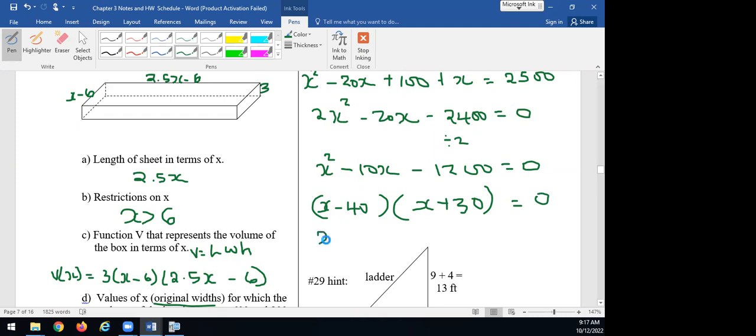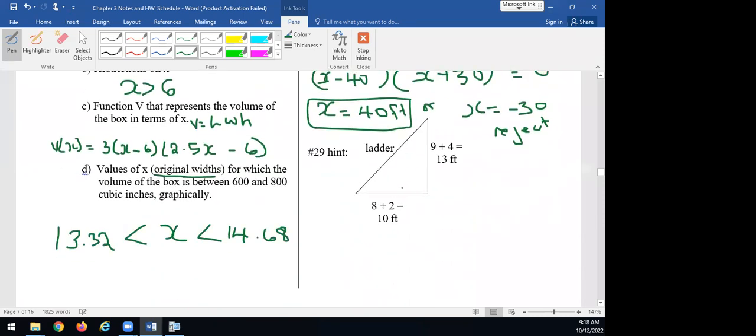Now, this would mean that x is equal to 40 or x equal to negative 30. Can x be negative? It's the length that we're talking about. So you're going to reject this possibility. It cannot be correct. And so this is your result here, that x is going to be 40 feet. This is your solution.